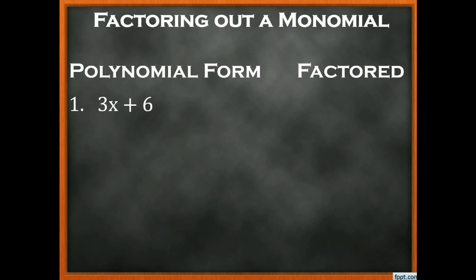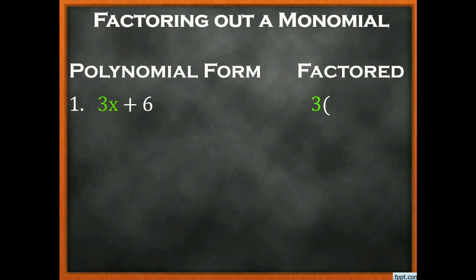Next, let us have factoring out a monomial from polynomial form. The GCF of 3 and 6 is 3. Hindi natin pwedeng kunin ang GCF ng variable dahil we only have one variable in our polynomial form. Therefore, the GCF of 3x and 6 is 3.